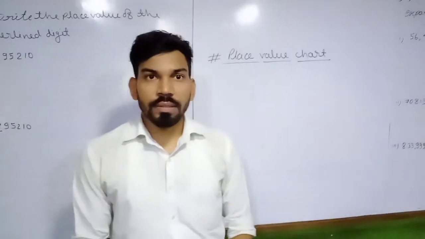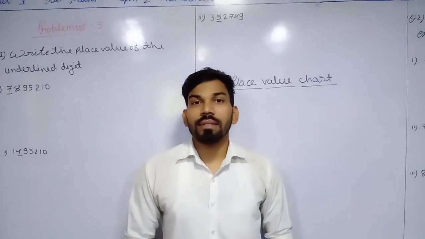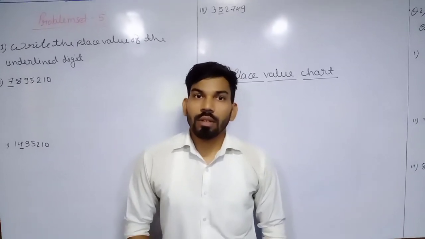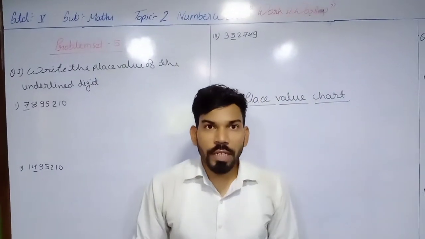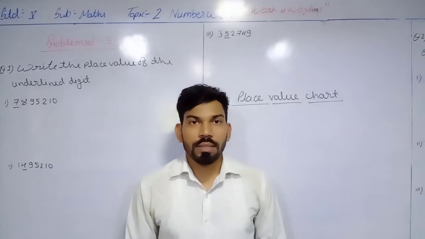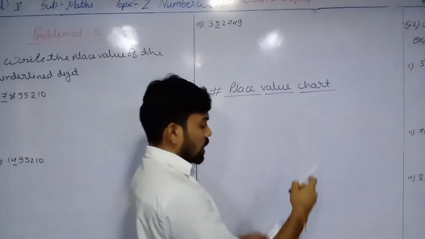Good morning, students. Today we are going to learn the place value of digits. Now we have to start problem set number 5. In that we are going to find out the place value of the digits in the given numbers. Let's see. Here we have the place value chart.